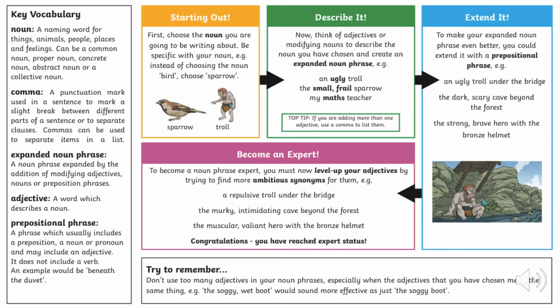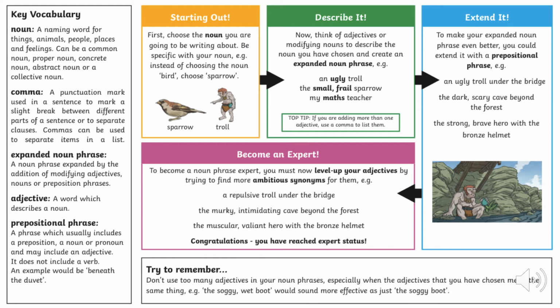Top tip: if you are adding more than one adjective, use a comma to list them. Next up, to make your expanded noun phrase even better, you could extend it with a prepositional phrase. For example, an ugly troll under the bridge. You're giving us extra information. The dark, scary cave beyond the forest. The strong, brave hero with the bronze helmet.